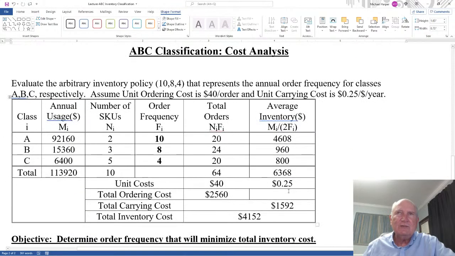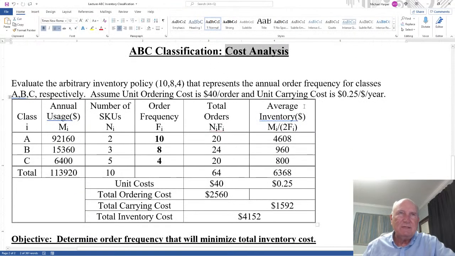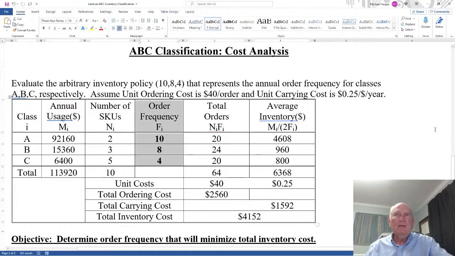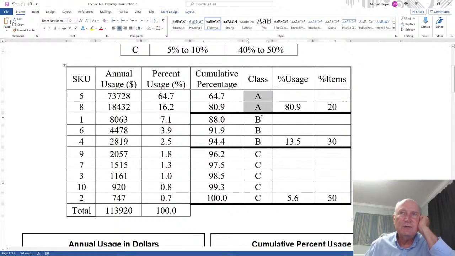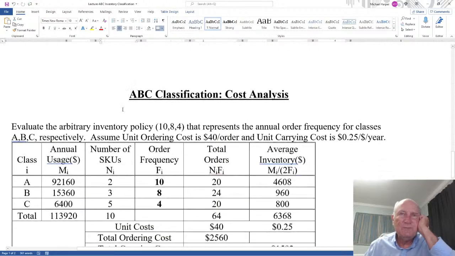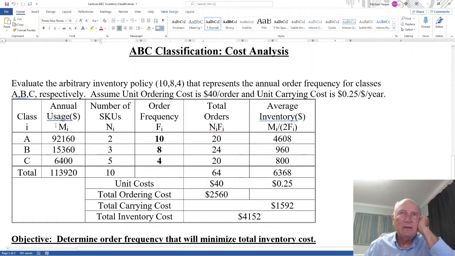Let's look at a cost analysis of an ABC classification. So let's evaluate an arbitrary inventory policy. Now, I'm saying this inventory policy here is the order frequency. So I'm taking this classification, I do have this classification of 2, 3, and 5 for the same inventory.